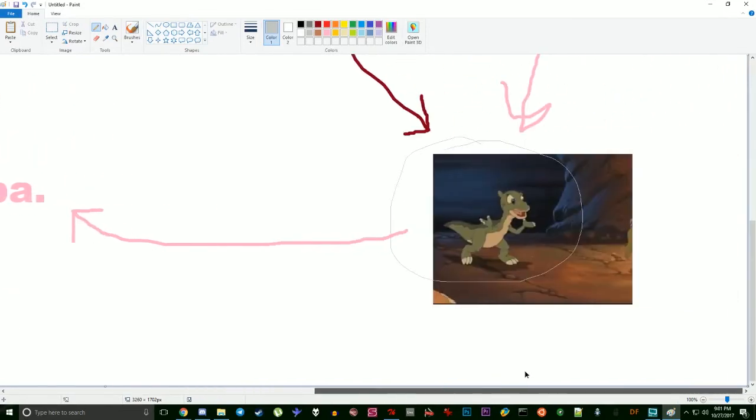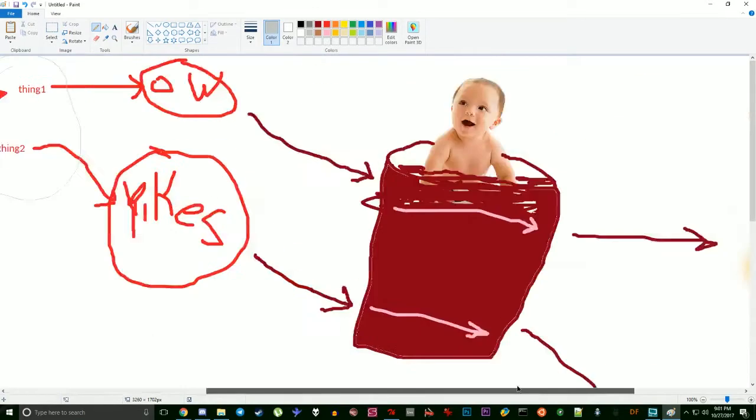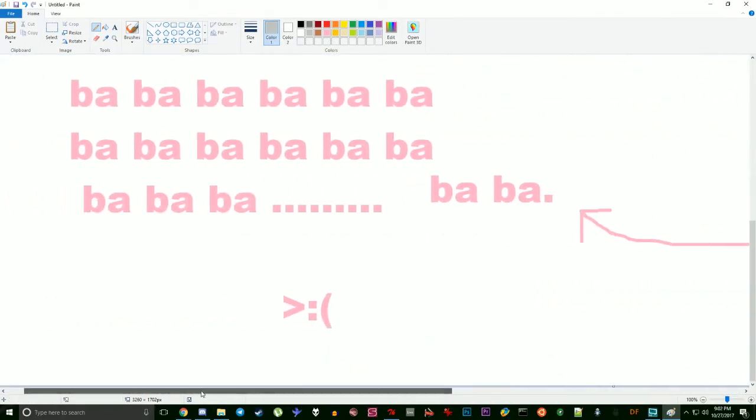But regardless of all of that, you could actually ignore all of this. And in the end, you could just look over here. It becomes all of this right here. And it makes me mad. It makes me really mad.